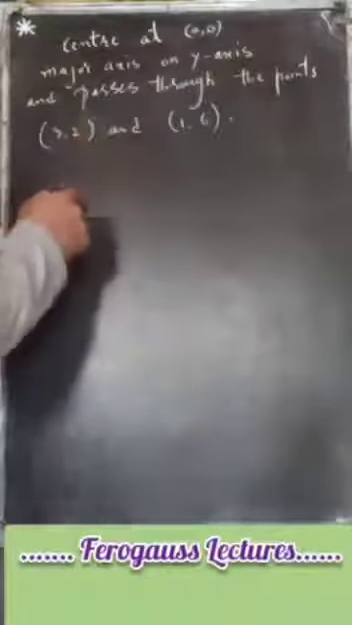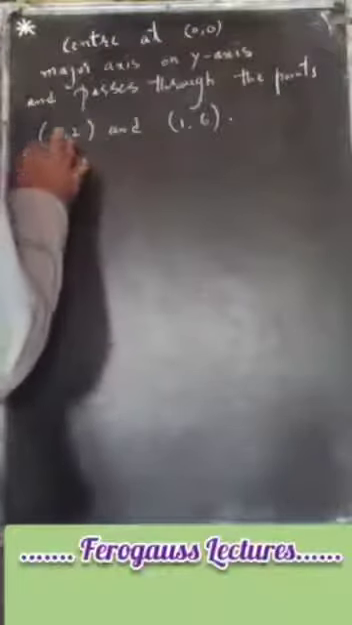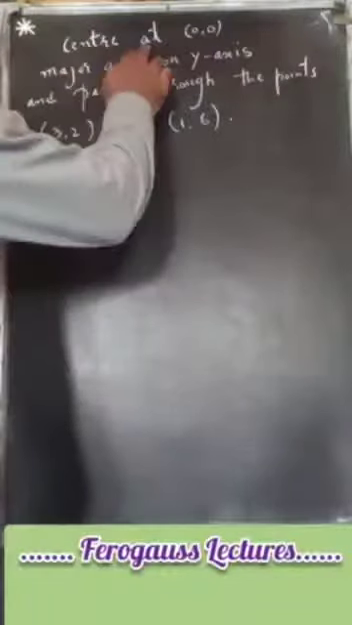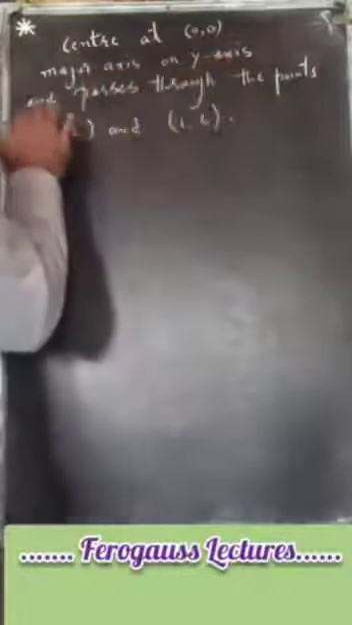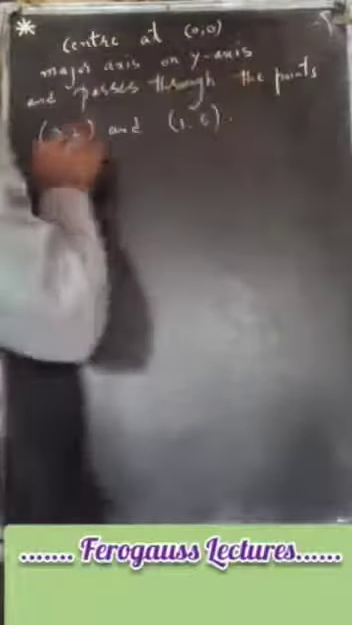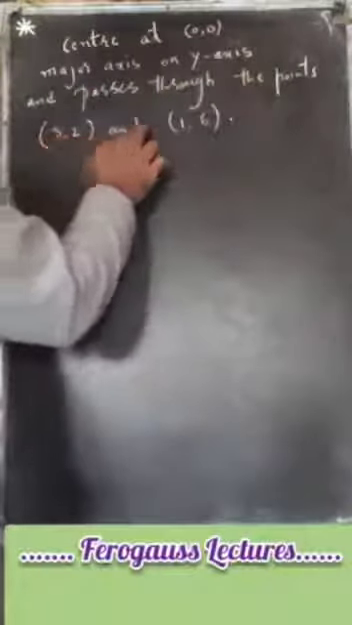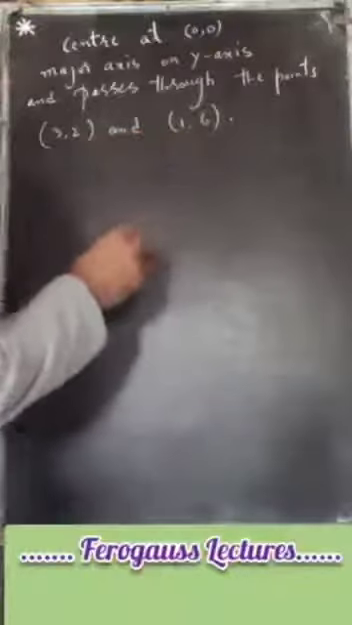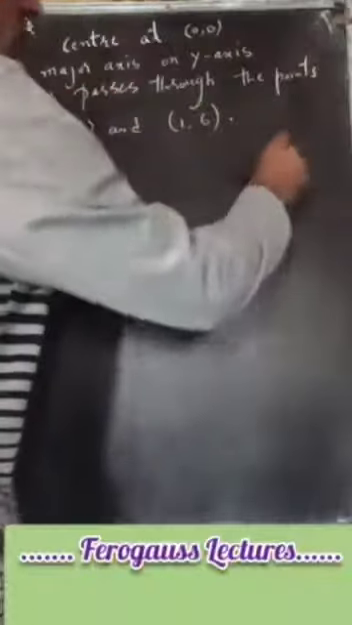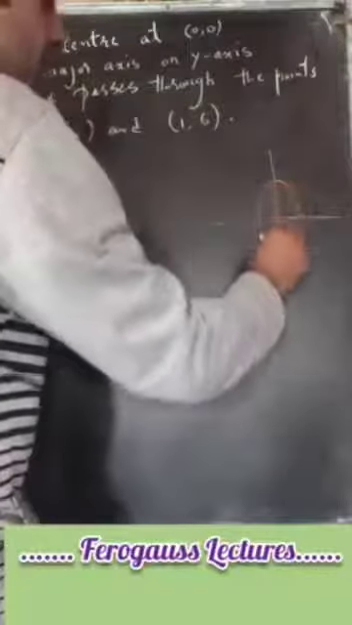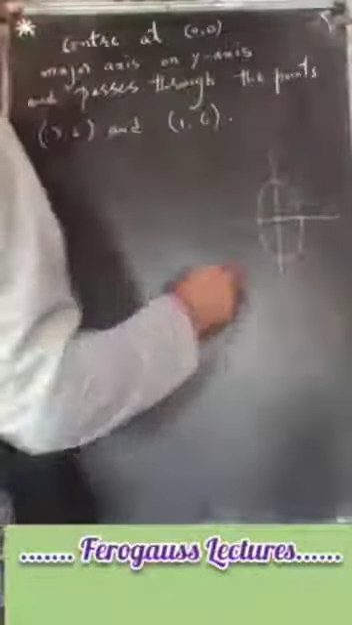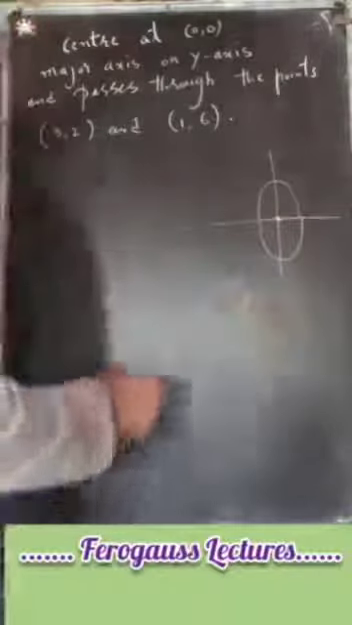Here we have to find the equation of an ellipse. It is given that the center of the ellipse is at the origin, that is (0, 0), the major axis is on the y-axis, and the ellipse passes through the points (3, 2) and (1, 6). Since the major axis is along the y-axis, the ellipse is like this, and the center is at the origin.